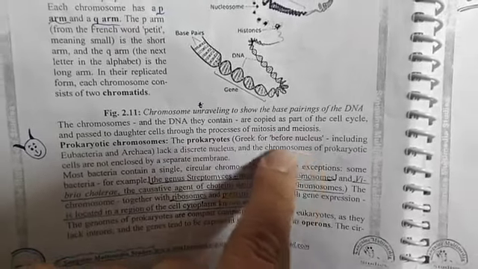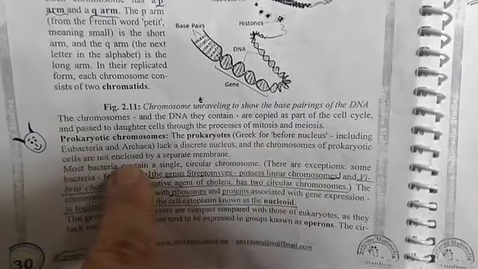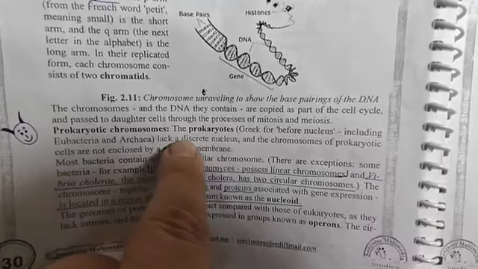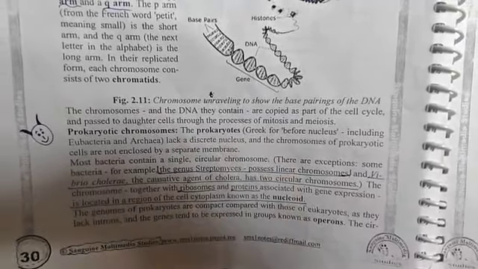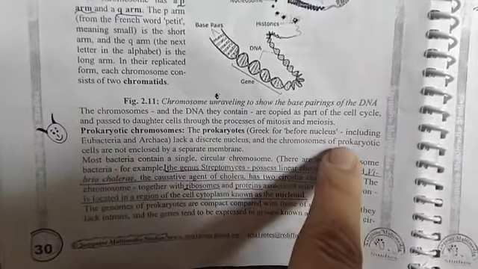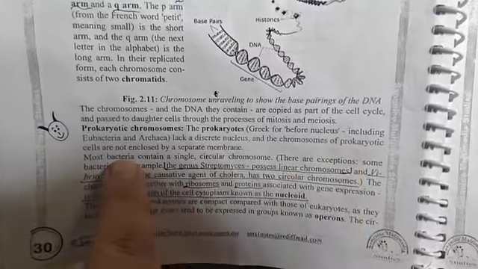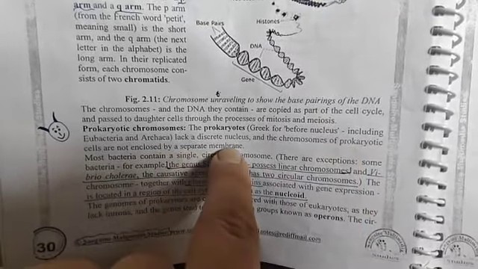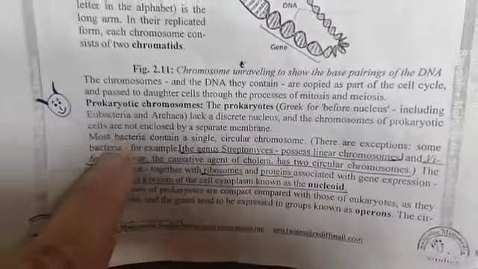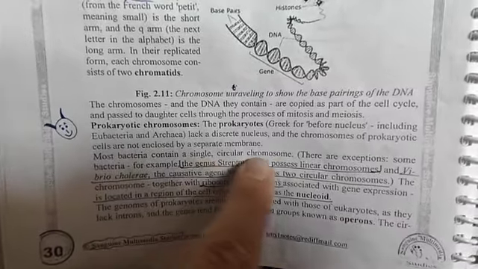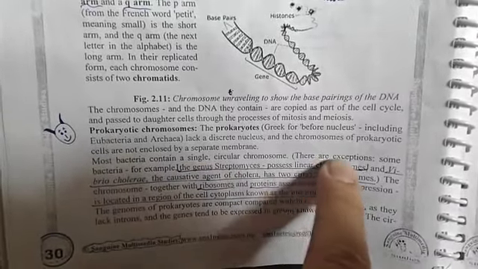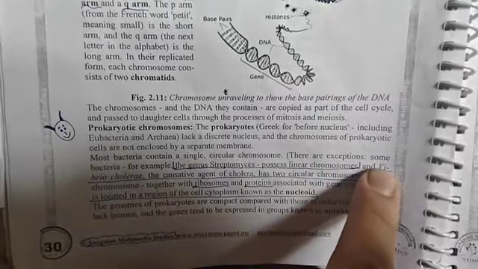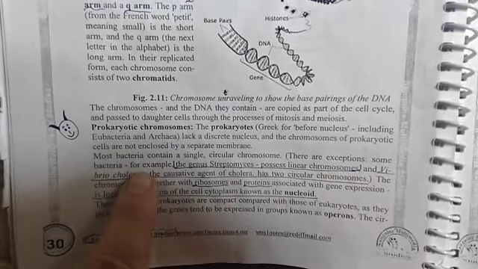Prokaryotic chromosomes. Prokaryotes, including eubacteria and archaebacteria, lack a discrete nucleus, and the chromosomes of prokaryotic cells are not enclosed by a separate membrane. Most bacteria contain a single circular chromosome. There are exceptions.